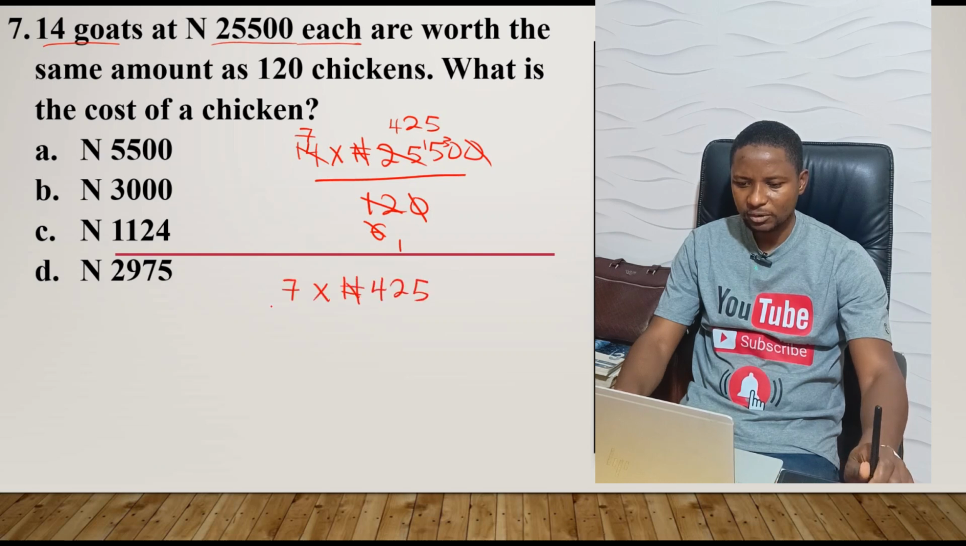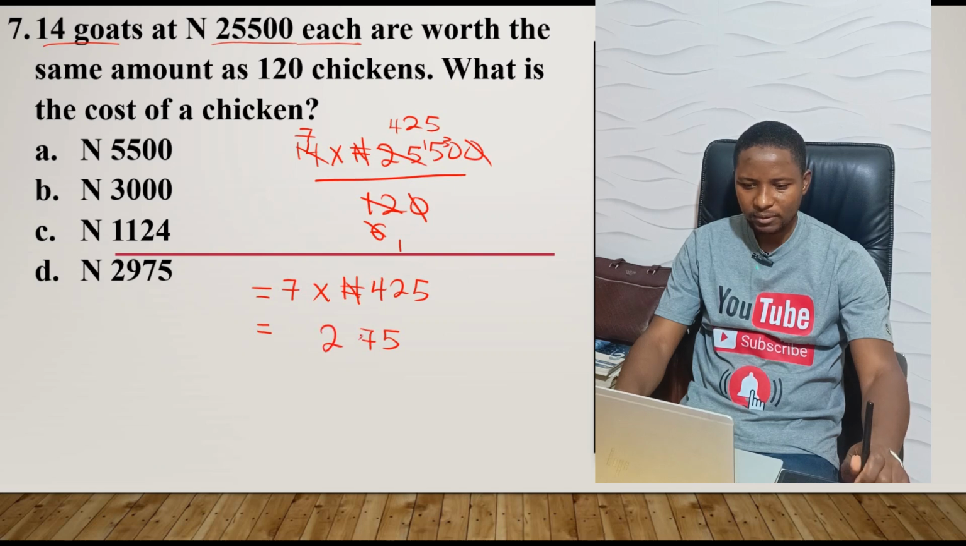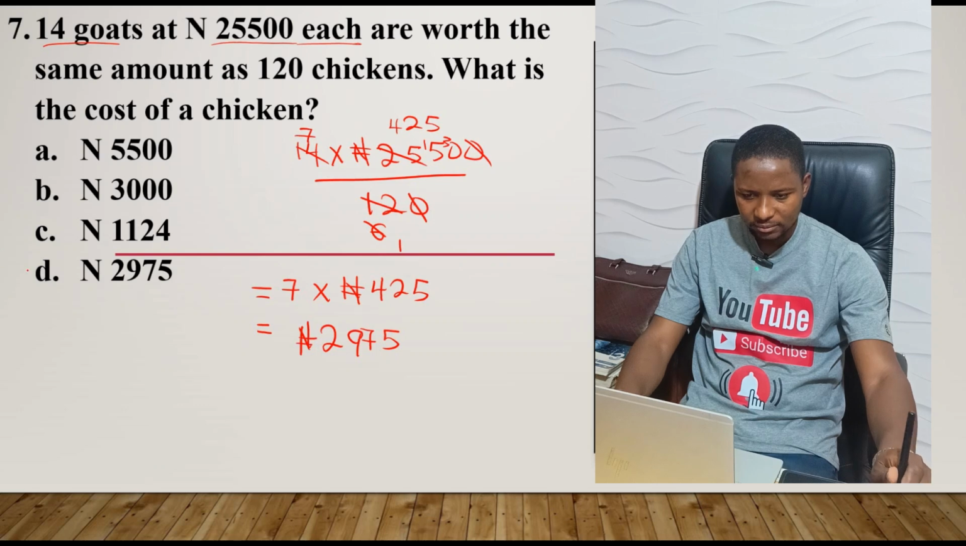425 naira. And 7 times 5 is 35, carry 3. 7 times 2, 14, plus 3, that's 17, carry 1. 7 times 4 is 28, plus 1, that's 29. So looking at this, our answer is option D. Moving on to question 8.